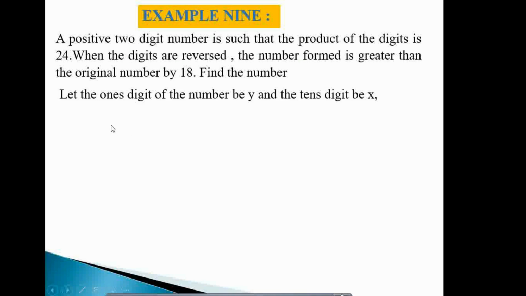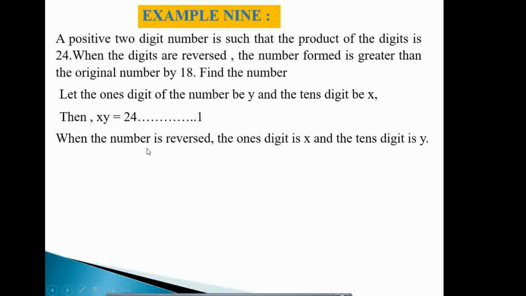So the solution to this is: let the ones digit of the number be y and the tens digit be x. So the number will be xy. Those are the digits, and if you multiply the digits, x times y, you get 24. That serves us with our equation 1. Now when the number is reversed, the ones digit is x and the tens digit becomes y.